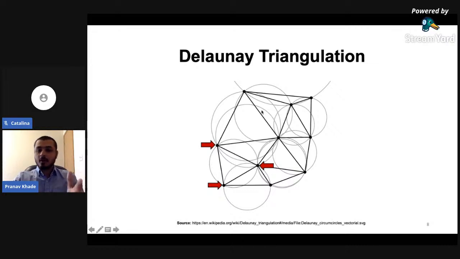And the same goes for all the other triangles you see in this diagram. There is no point inside the circumcircle which is formed by the 3 points. That is how Delaunay tessellations are derived. You have a set of triangles, each forming a circumcircle which does not have any other point inside it.